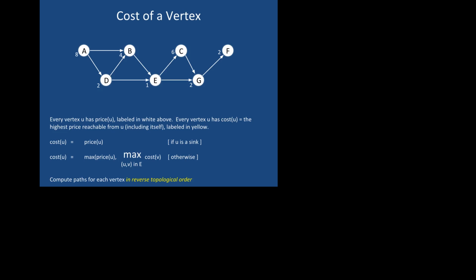Okay, so it's either the larger of the price, which is 2 for F, or the largest cost of anything you can reach from F. And of course, you can't reach anything from F, so its cost is 2. And remember, we just computed this in reverse topological order. Okay, and that works fine if you have a DAG.